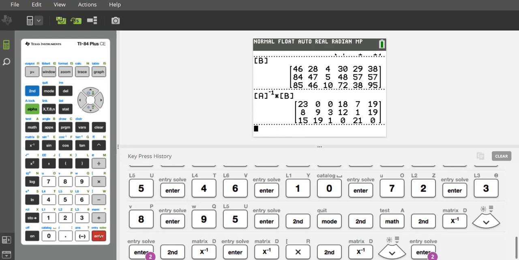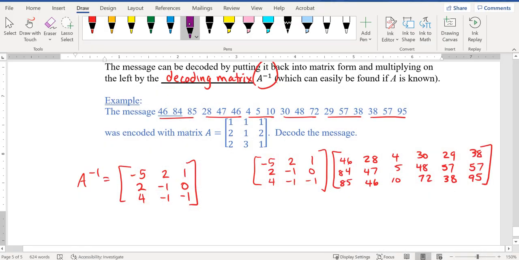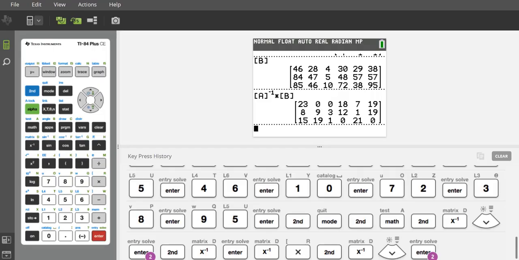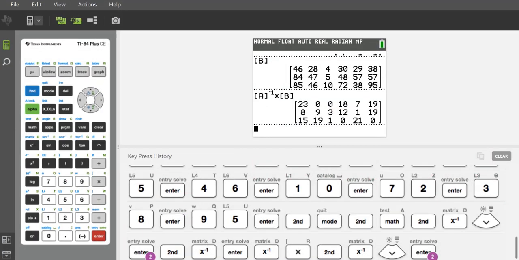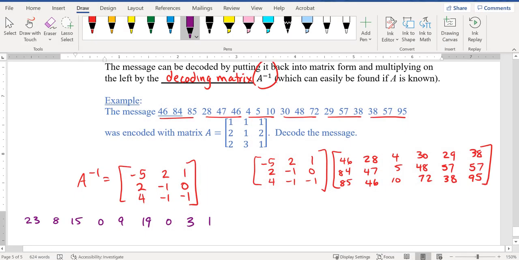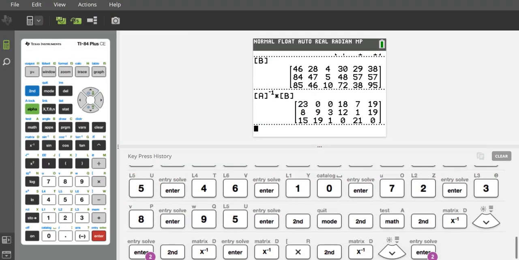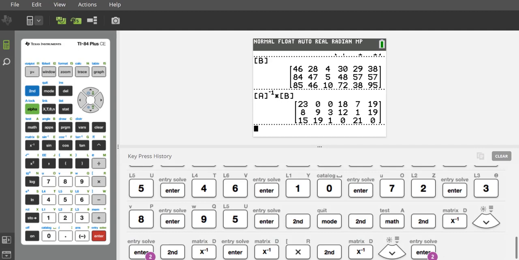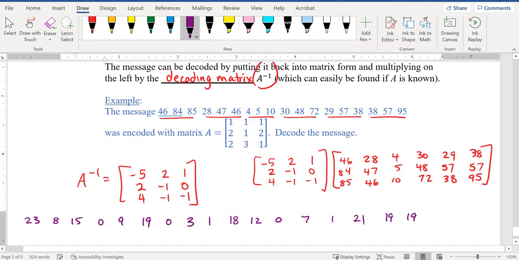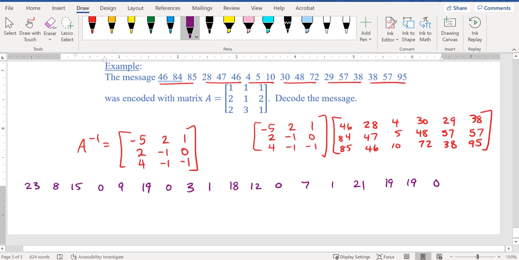Okay, there's our decoded message. And we're going to read it straight down the columns: 23, 8, 15. 0, 9, 19. 0, 3, 1. 18, 12, 0. 7, 1, 21. 19, 19, 0. All right, remember that everywhere we have a 0, that's a space. So that's a new word.